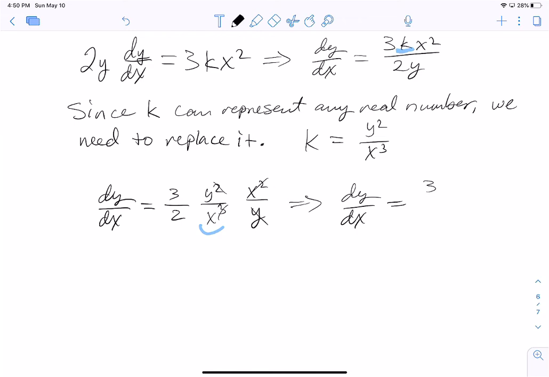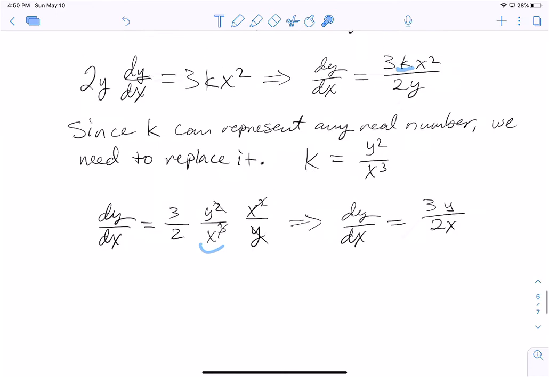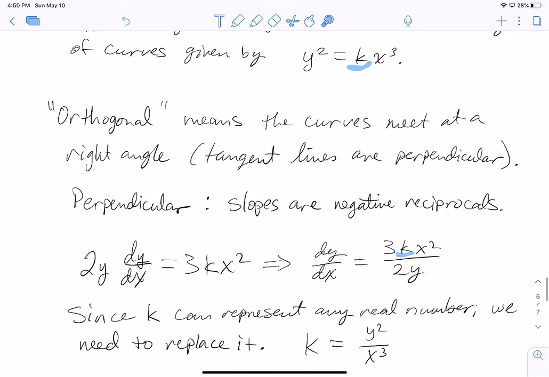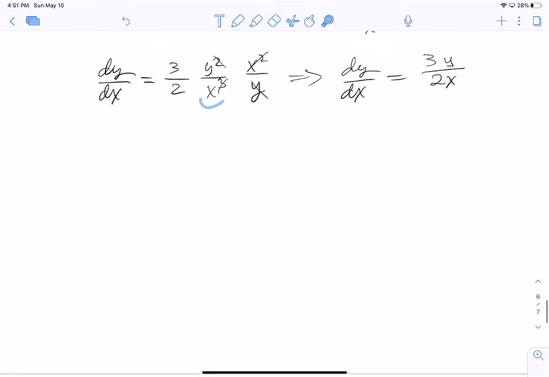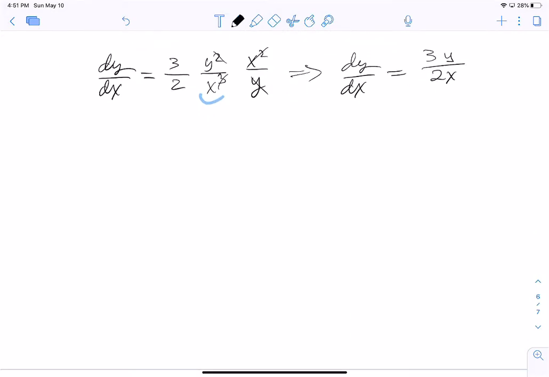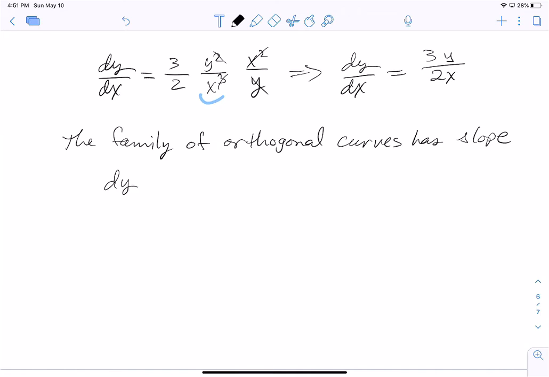over 2x. So for any point (x, y), we now have a slope for the tangent line to one of the original curves in the family that was given to us. We want to consider an orthogonal trajectory, so we want tangent lines that are perpendicular. And for that, we're going to use the negative reciprocal. The family of orthogonal curves has a slope dy/dx that is equal to negative 2x over 3y. The negative reciprocal will give us a perpendicular slope.